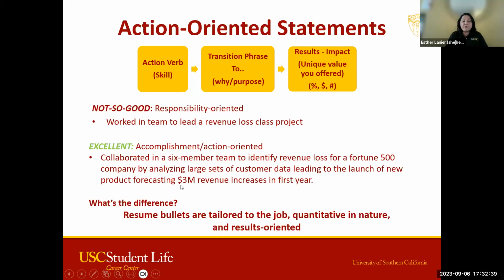All right, so just remember that bullet points are tailored to the job. They're quantitative in nature and result oriented. And again, if you don't have numbers to provide, obviously I provided a dollar sign here, obviously, right? But if you don't have that, I could have just said that led to the launch of a new product that would, for the first year, if you don't have what that particular amount of dollars that will come into the organization because of that. So you always want to showcase, again, the why you're good.